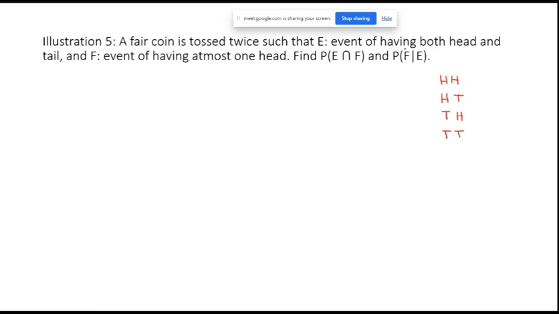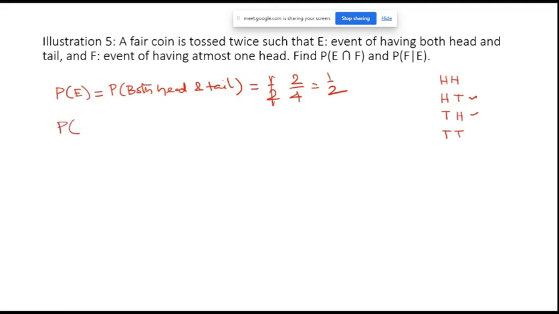Now E be the event that both head and tail occur. That means the probability of E, that in the two tosses both head and tail come. That means one toss results in head, another results in tail. So how many such cases are there? 1, 2. So the probability is half, because 2 by 4. So 2 by 4 comes to be half. So this is one. Next, the probability of the event F, that at most one head. At most one head means a maximum of one head.